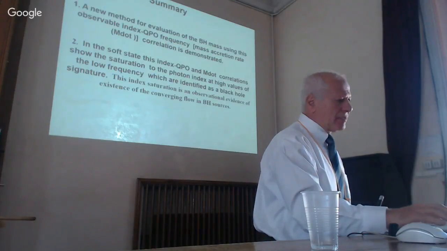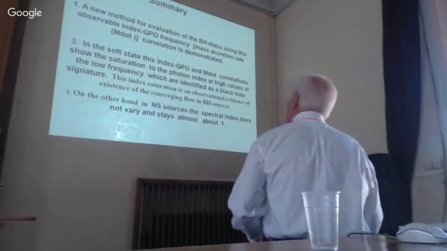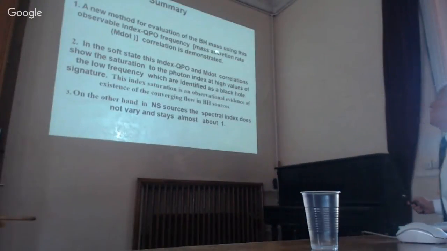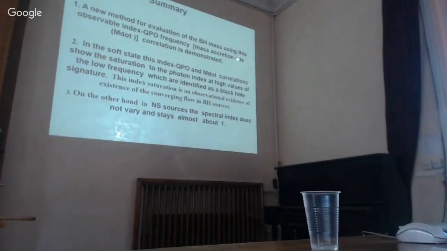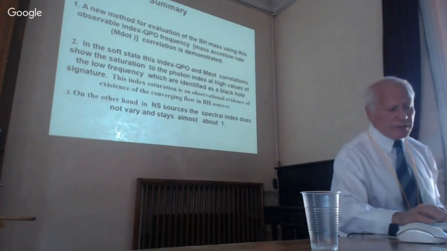I think that's it. So this is what we demonstrate to you, new methods of evolution of black hole using observable index, QPO frequency or mass accretion rate. In soft state, this index, QPO and M dot correlation shows index saturation at high values of frequency or mass accretion rate. And it's a signature of black hole. It's an index saturation, observational evidence of existence of converging flow. On the other hand, the neutron star spectral index doesn't vary. It stays almost one. Thank you very much. Okay, thank you.